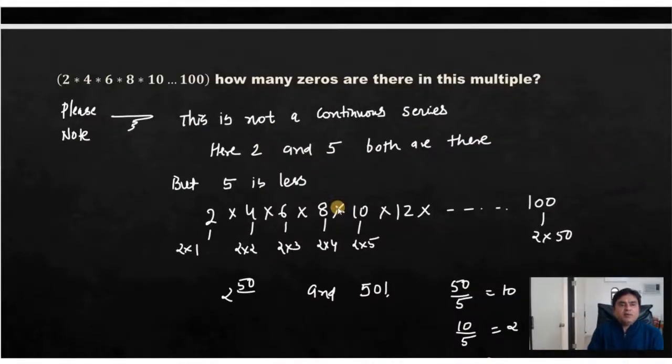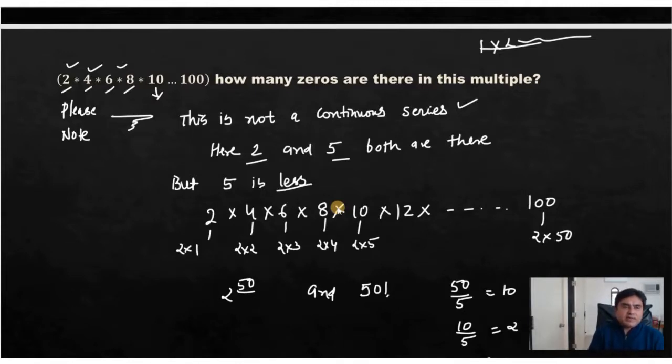Now when a number is given as 2 into 4 into 6 into 8 into 10 till 100, the value is not going to start from 1, 2, 3, 4 like that. There is 2, 4, 6 like that, so this is not a continuous series. Here 2 and 5 both are there, but 5 is less. So let's say 2 into 1, 4 is 2 into 2, 6 is 2 into 3, 8 is 2 into 4, 10 is 2 into 5. So 100 is 2 into 50.